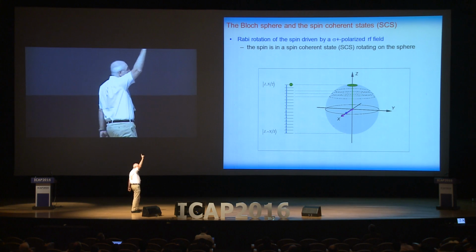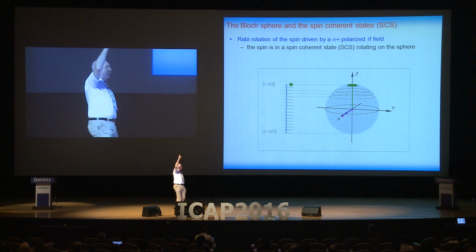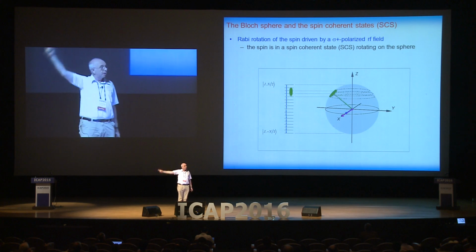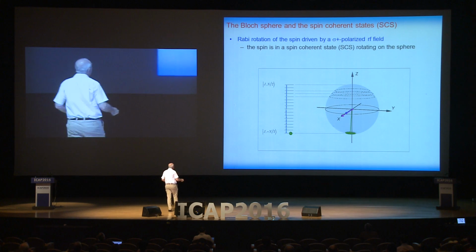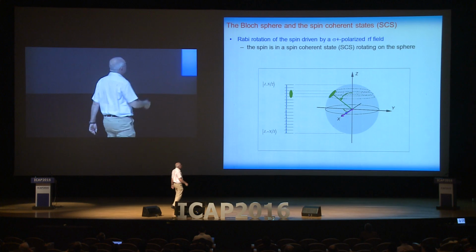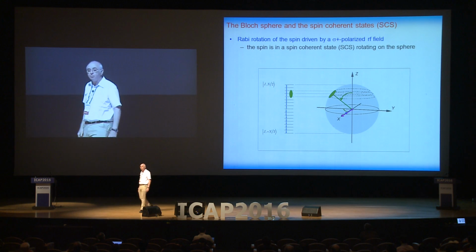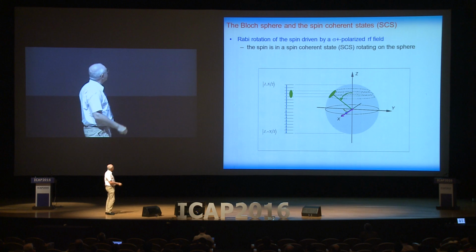So we are in the circular state, we set the resonant radio frequency field on, and what we observe is just a Rabi precession of the spin around the sphere. At any time, the spin is in a so-called spin coherent state that, for spins, plays the same role as the very classical coherent state of a harmonic oscillator.